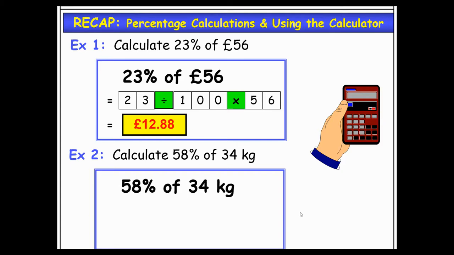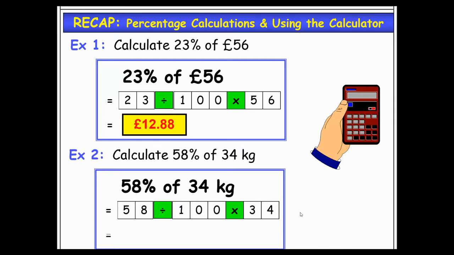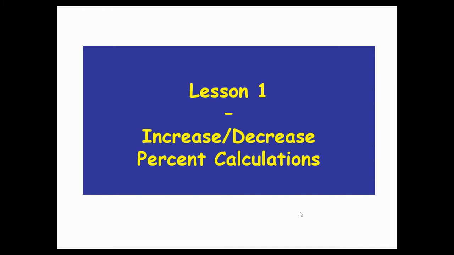58% of 34 means you are 58%, so it's 58 you put in, and percent means divide by 100, and of 34 means times by 34. And then just press equals, and remember it was in kilograms, so give it in. If you don't feel comfortable with that, you need to go back to the previous week and go through that again, okay?